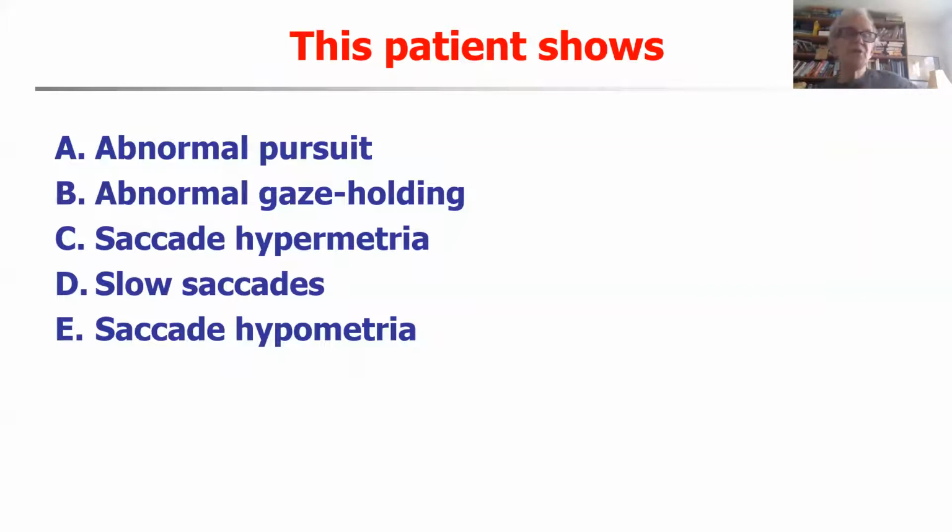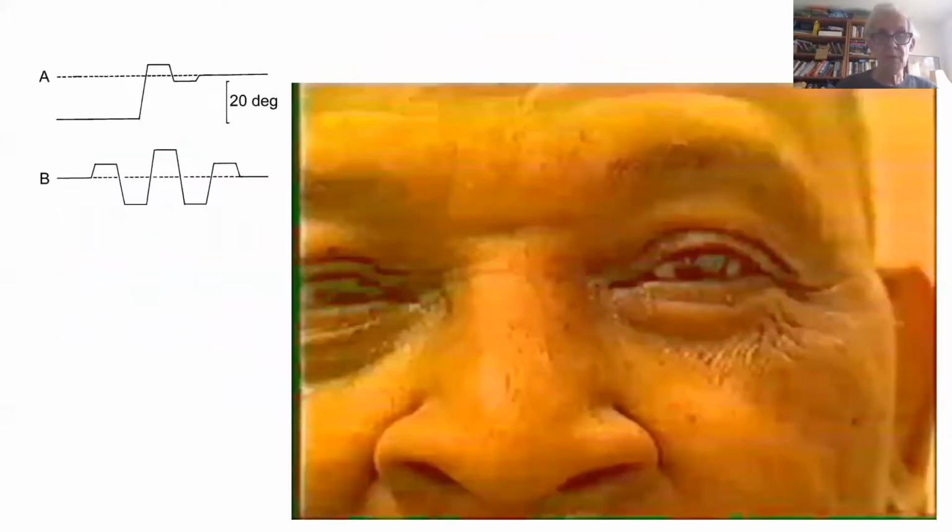All right, what does this patient show? Well, I didn't show you his pursuit, but I'm going to tell you it's normal. Could he hold eccentric gaze? Yeah, there was no gaze-evoked nystagmus. Did he have overshooting saccades? Well, you can tell me. Were the saccades slow? No. Were there undershooting saccades? Well, clearly this man had saccade hypermetria in both directions.